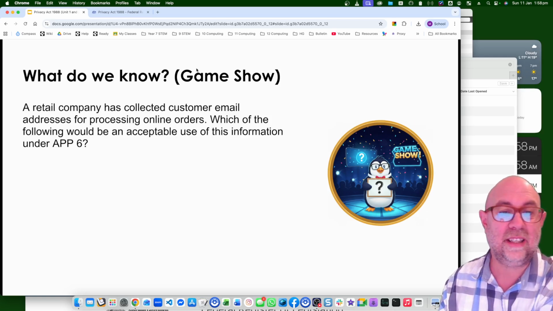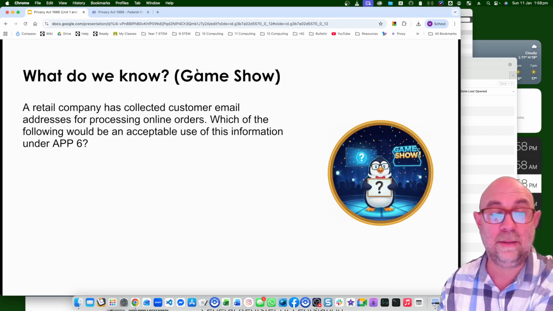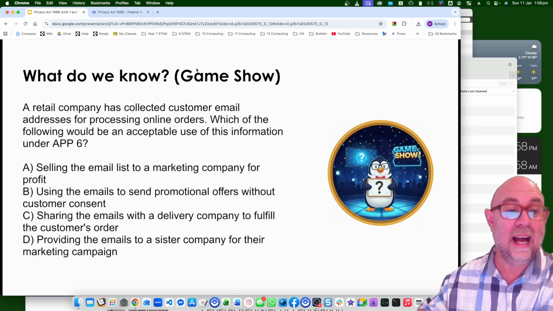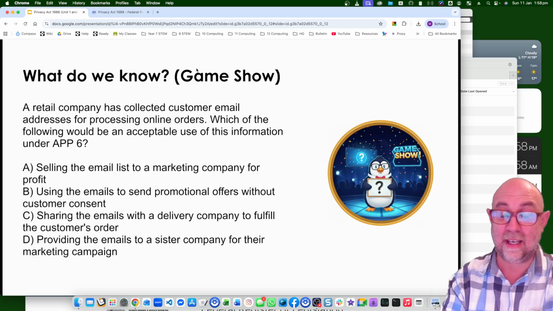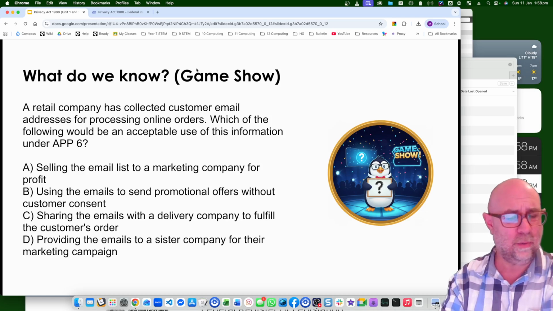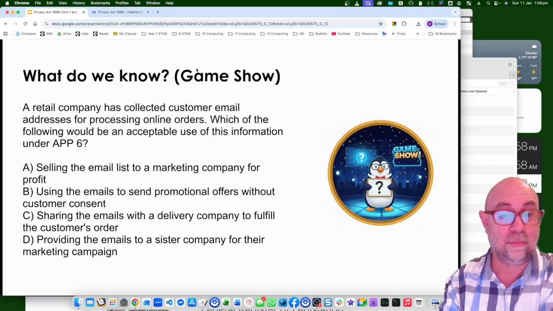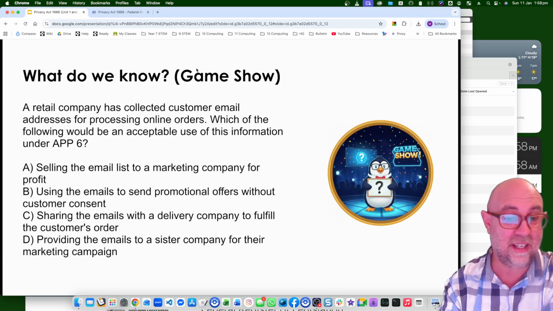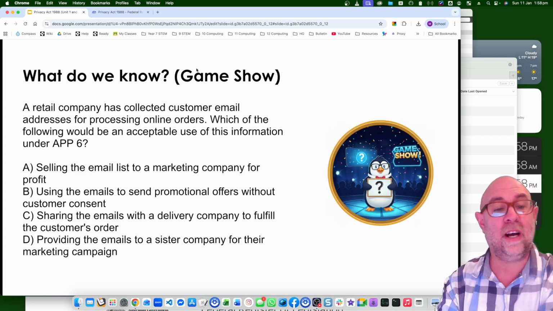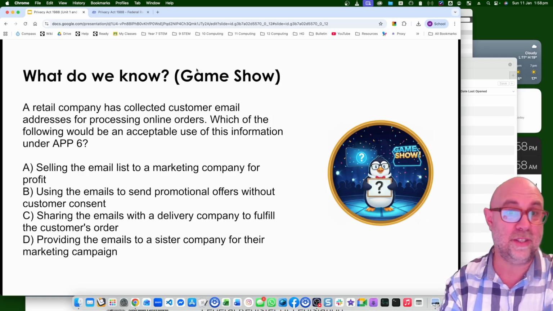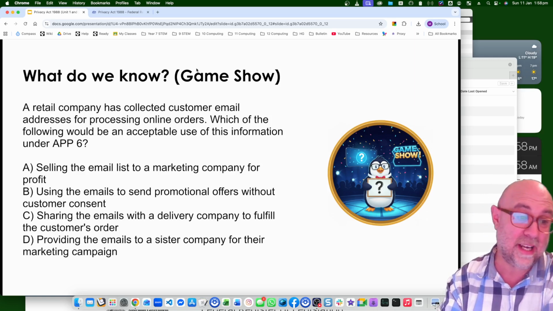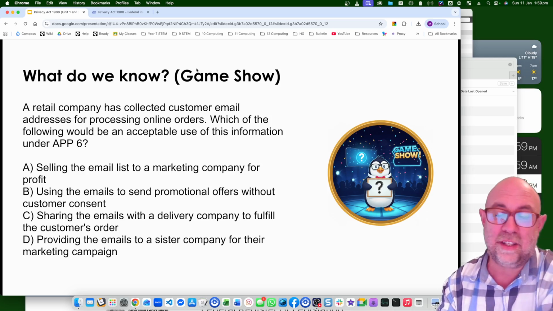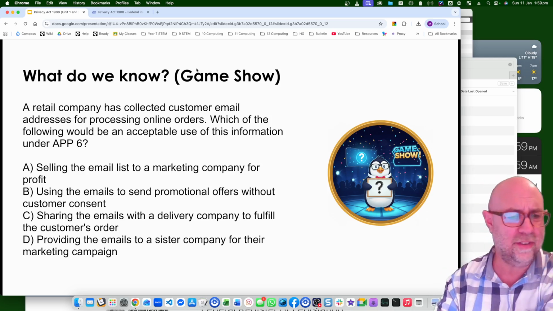A retail company has collected customer email addresses for processing online orders. Which of the following would be an acceptable use? Selling the email list to a marketing company? No, not without permission, or explicit permission for that. Using the emails to send promotional offers without customer consent? Well, it's right there, it's without customer consent, so no. Sharing the emails with the delivery company to fulfill the customer's order? Yeah, that's the correct answer. You'd be allowed to do that. That's a foreseeable and predictable use of that data.